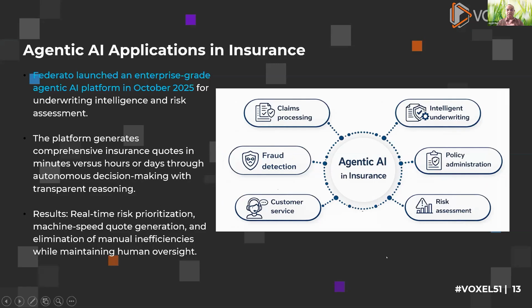There is a company called Federato, an insurance company. They launched an enterprise-grade agentic AI platform in October 2025, and they are marketing it slowly and gradually, expanding the scope of it.